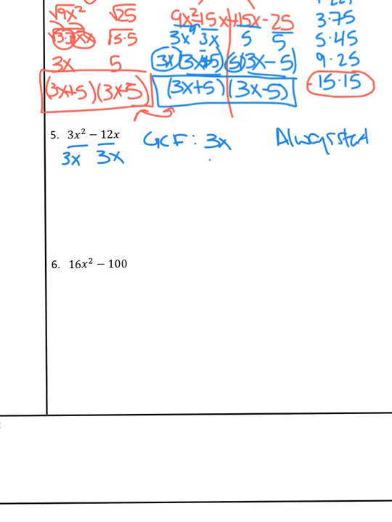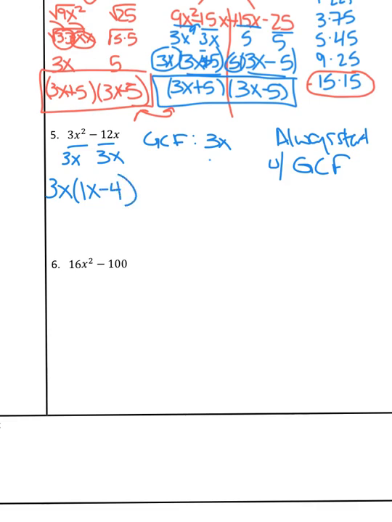Start with GCF if there is one. If there's not one, obviously just go to the next step. But if there is one, take it out. And so when I take it out, I have 3x out here. 3 divided by 3 is 1. X squared divided by x is x. And then negative 12 divided by 3 is negative 4. X divided by x is 1.